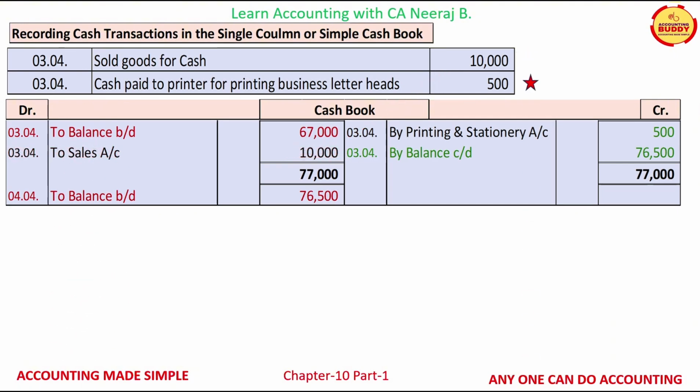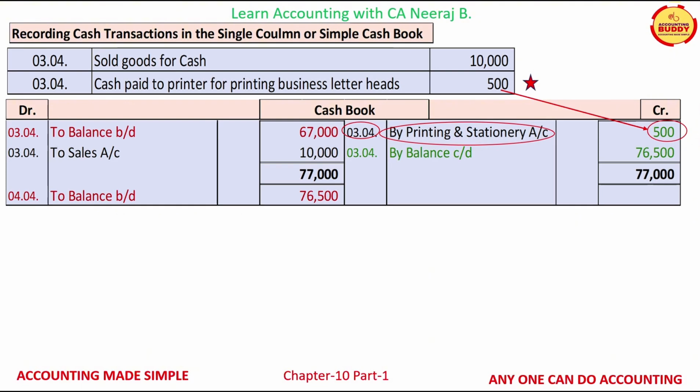Again on 3rd of April, an amount of $500 was paid in cash to a printer for printing the business letterheads. This cash outflow transaction will be recorded on the right hand credit side of the cash account by writing the words by printing and stationery account on 3rd of April.